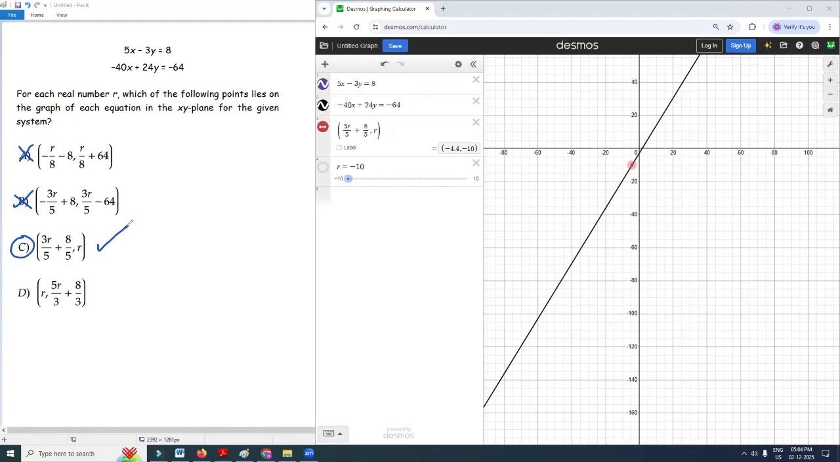Anyways, we can verify answer choice D also. Now let me take the point in answer choice D. The x coordinate is r, and the y coordinate is 5r/3 + 8/3. Here we have r equals -10. When r takes the real value -10, clearly the point is not on the graph. So we can reject answer choice D as well. So the correct answer choice for this question is C.